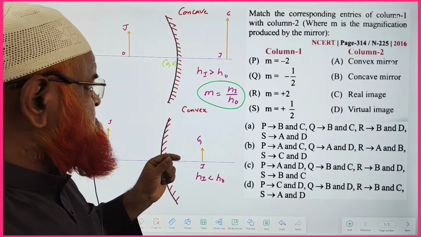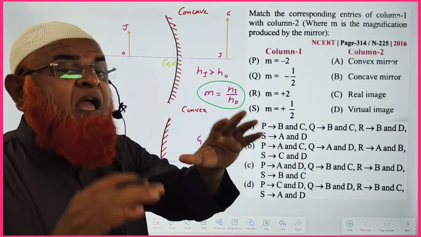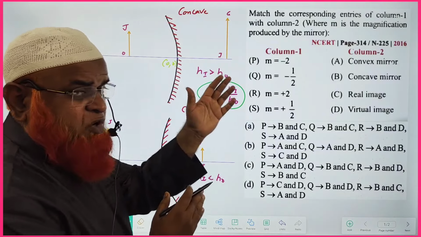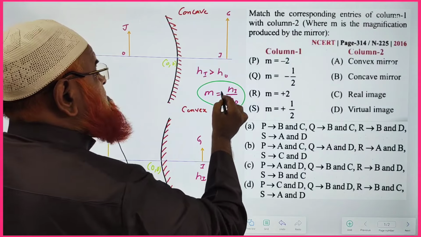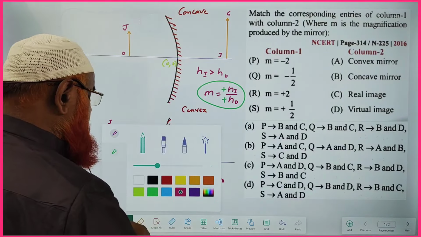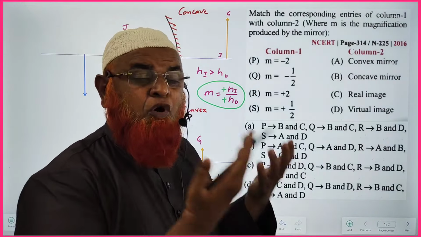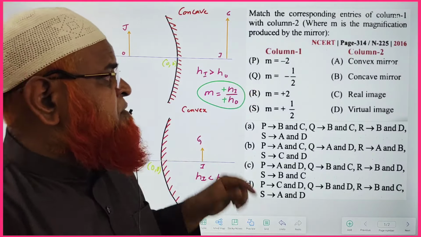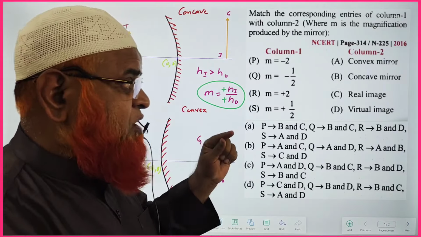So what happens here now? As you know, this is a formula: magnification is equal to height of the image by height of the object. In the case of a virtual image, whenever the image is formed behind the mirror, you should remember that both are going to be positive. Both are erect images, so magnification is going to be positive for virtual images. You have to remember that one, virtual images.